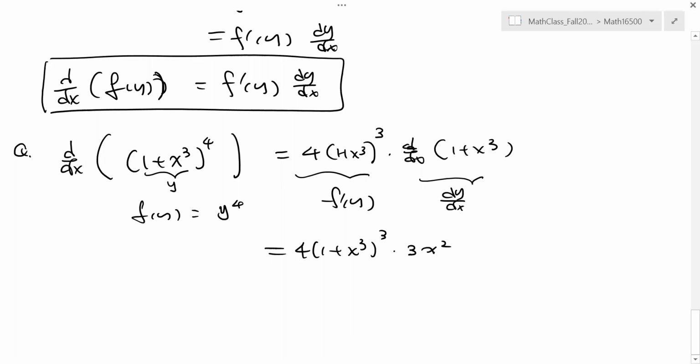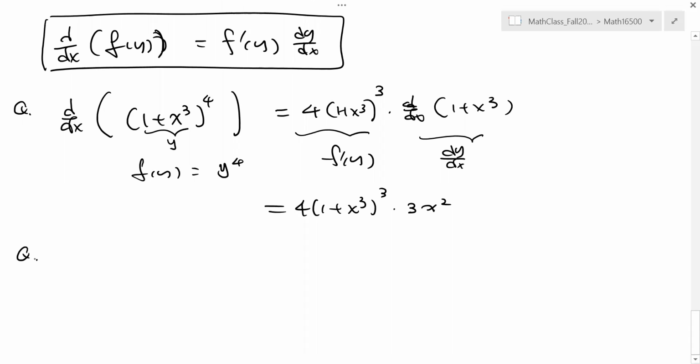But you can get this using the chain rule. Yeah, actually we are using the chain rule here. Okay, so for example, find the derivative of this function with respect to x. What does that mean?